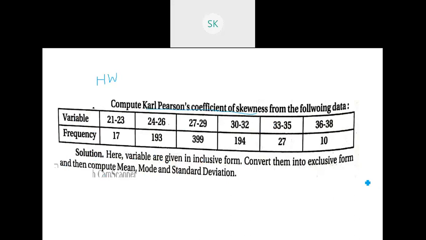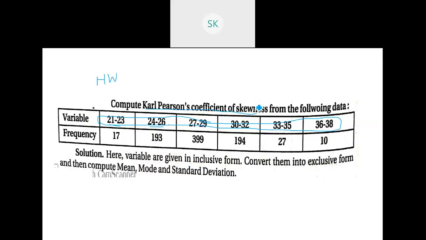Then they've given us the continuous series, but if you see the numbers, they are not continuous. It's a continuous series, but it is inclusive form of class interval. 21 to 23, 24 to 26. It's not 21 to 23, 23 to 25. So here what you're supposed to do is convert these class intervals from inclusive to exclusive form. Once you convert them into exclusive form, then you can go on and follow the same procedures as the previous problem and solve the problem.